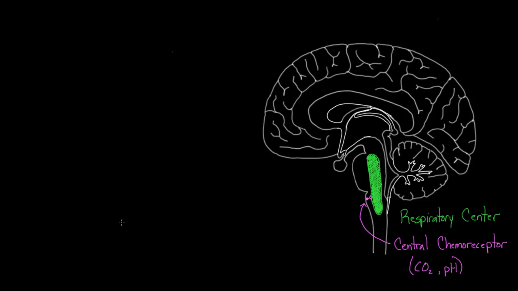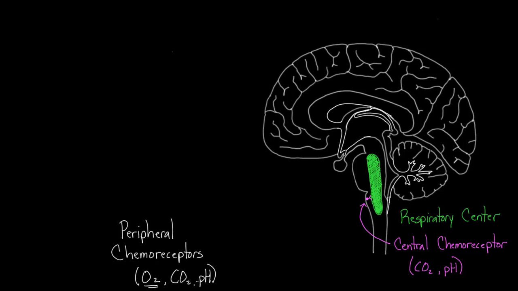Now, if we have central chemoreceptors, you can probably guess that we have peripheral chemoreceptors. And these are the ones that are actually not in the brain. These are actually in other parts of the body. So these peripheral chemoreceptors, there are actually two types, and they're both going to detect primarily oxygen, but also they detect carbon dioxide and pH as well. So these two types, let me just label them one by one.